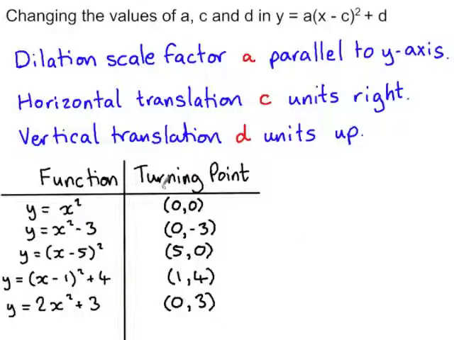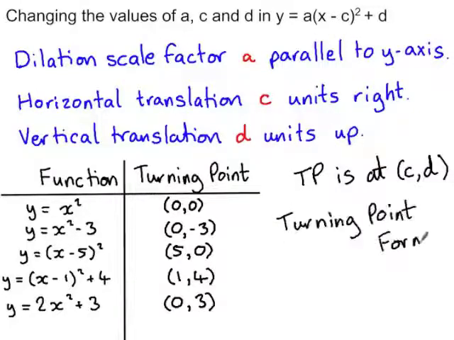And hopefully you can see that the turning point for each of these functions in terms of a, c and d is given by the coordinates c, d. And that's why this form of the quadratic function is known as turning point form, because it's easy to read the location of the turning point without having to plot any coordinates.